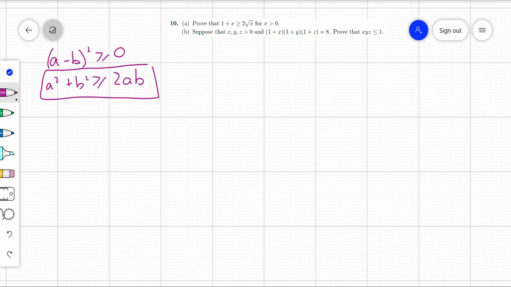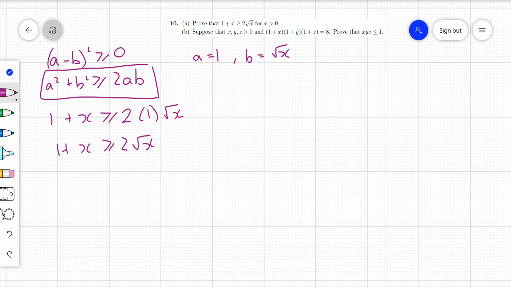So you can see we could, for example, let a equal 1, and then b would be root x. Because if I sub that in here, I would get (1 plus root x) squared, so that would be 1 plus x is greater than or equal to 2 times 1 times root x. So I would get 1 plus x is greater or equal to 2 root x for positive x's. That is just because we can only square root positive x's or zeros. So yeah, we're just substituting. That's one way to do it.